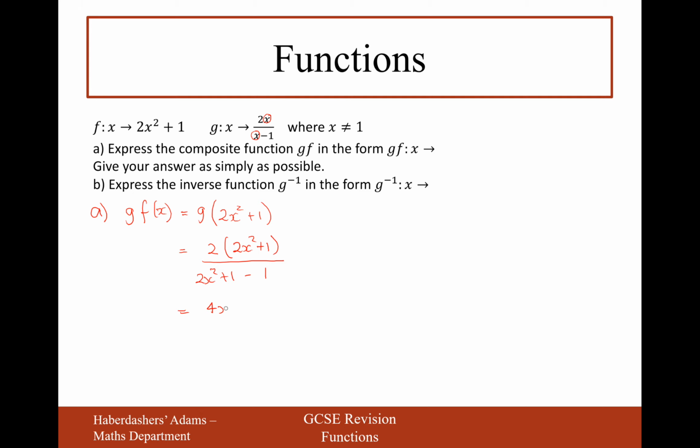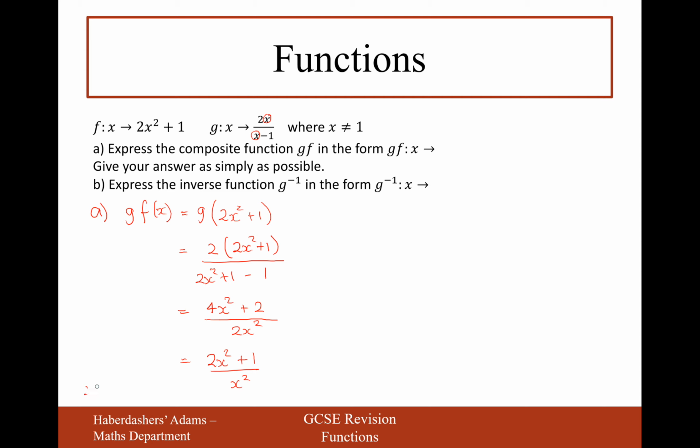It's going to be 4x squared plus 2 over 2x squared, because the plus 1 and the minus 1 cancel out. And then we can also divide by 2 on the top and bottom in all the different positions where there is a 2, because all the numbers are even. So it's going to be 2x squared plus 1 divided by x squared.